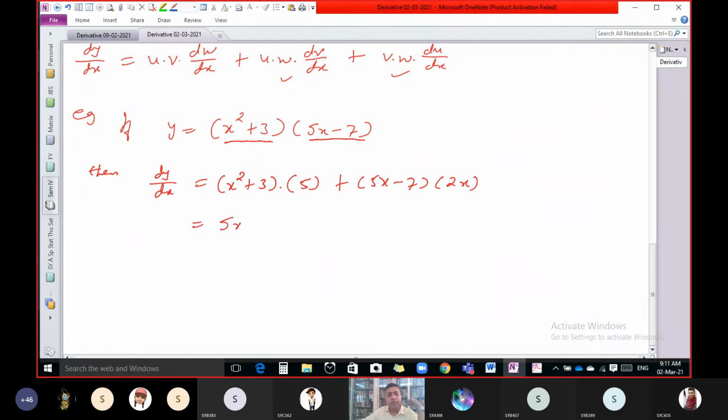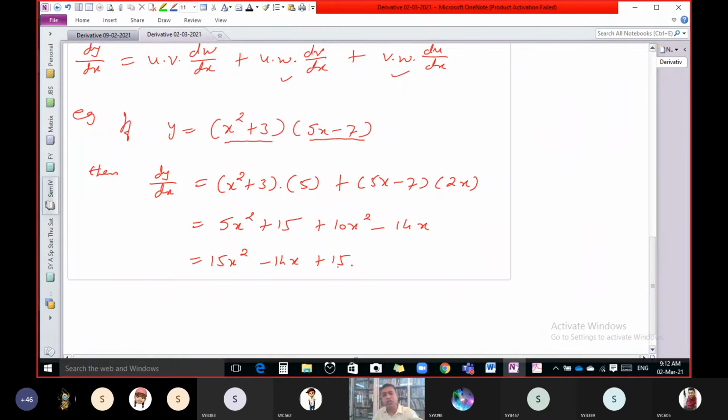And now simplify, you will get the answer. So we get here 5x square plus 15. And if we multiply, we get plus 10x square minus 14x. So my final answer is 15x square minus 14x plus 15. This is my final answer.